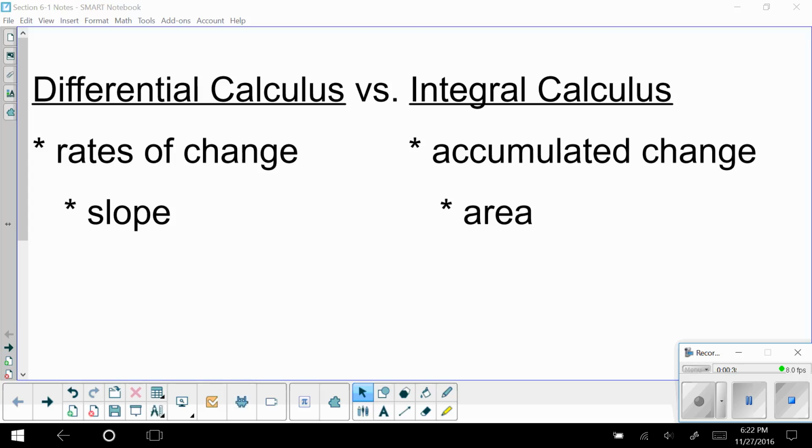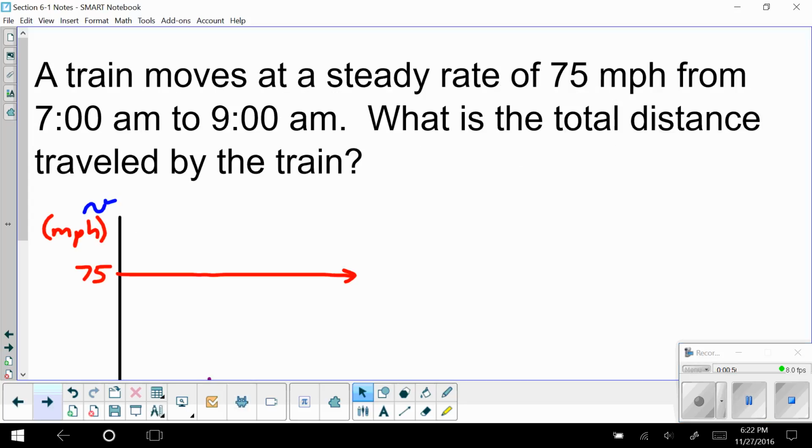And graphically, in one of the later videos, you'll see that this is similar to area. It's not exactly the same, but it is similar to area. And I'm going to initially approach this from the idea of a train, because these are always classic math word problems. So we have a train moving at a steady rate of 75 miles per hour from 7 to 9 a.m., and we want to know what's the total distance traveled by the train.